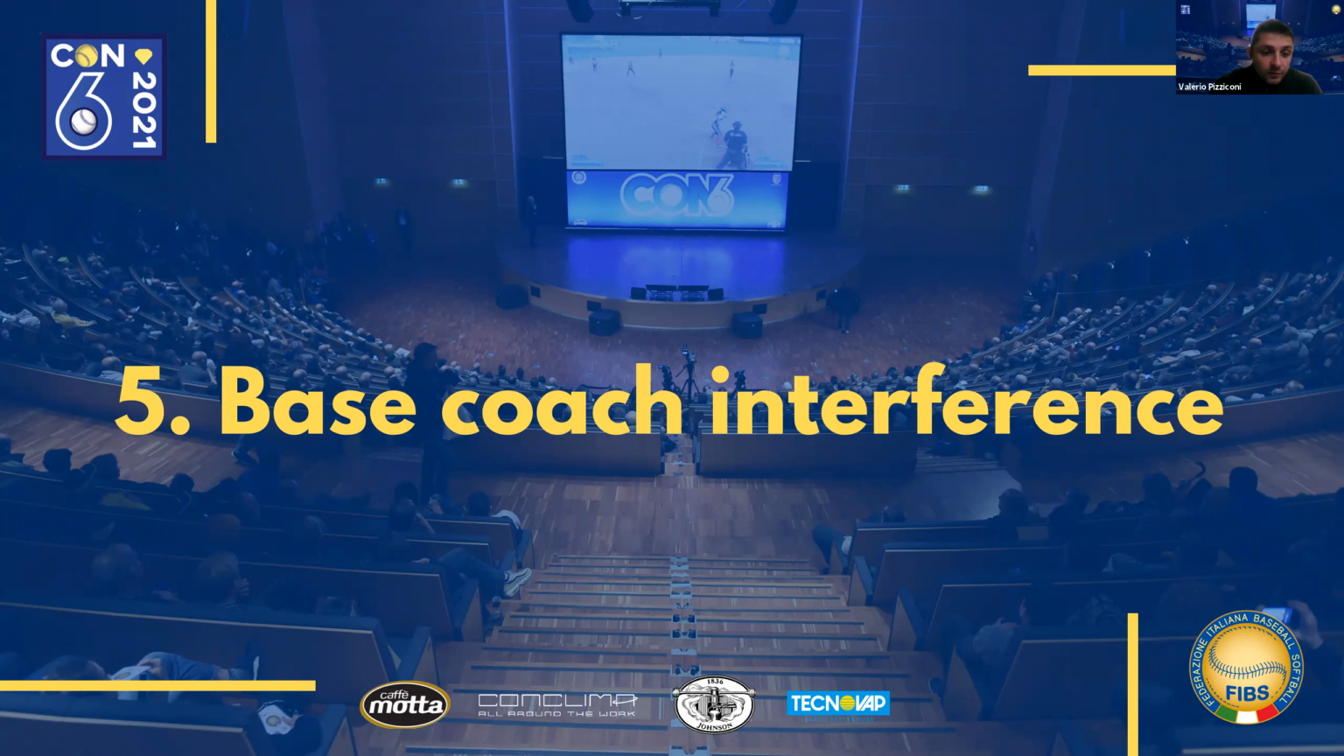Was there contact? Did he physically touch the base runner and help him achieve his objective on the play? Did he help him stay on the base? If yes, this is definitely base coach interference. Let us be clear here, because it is never permitted for a base coach to touch a player when the ball is live. Nor can one base runner help another.